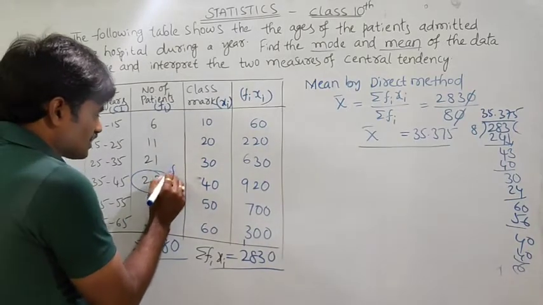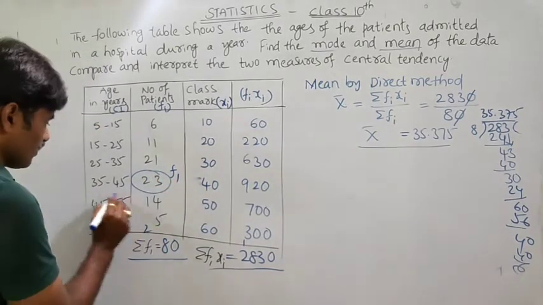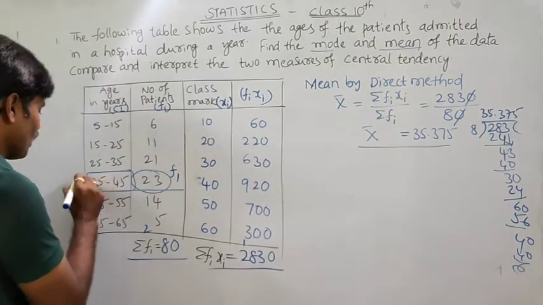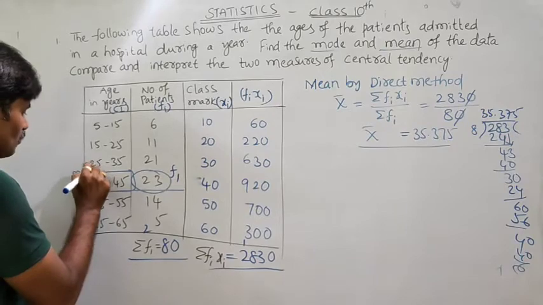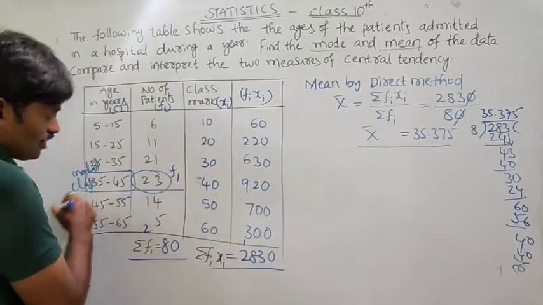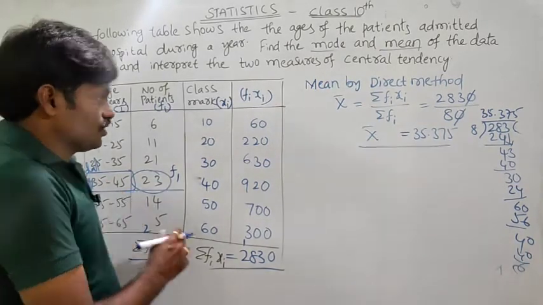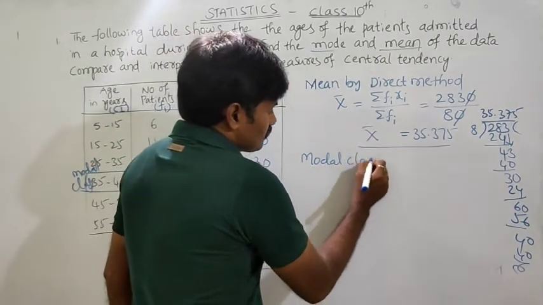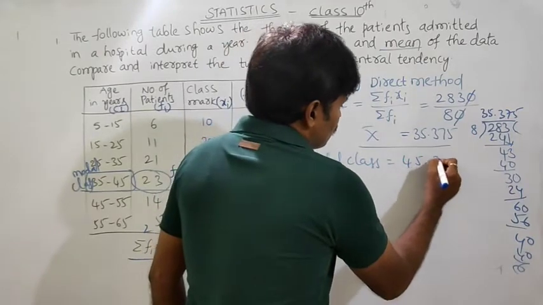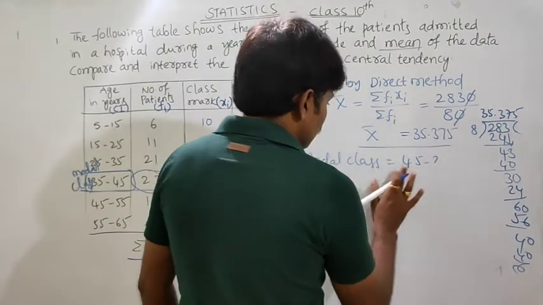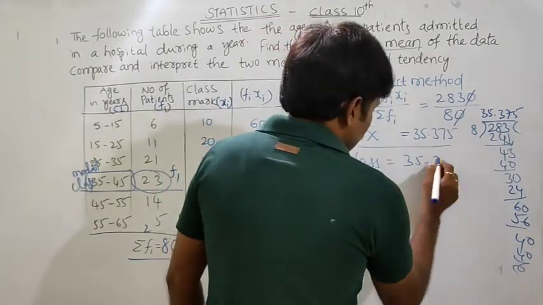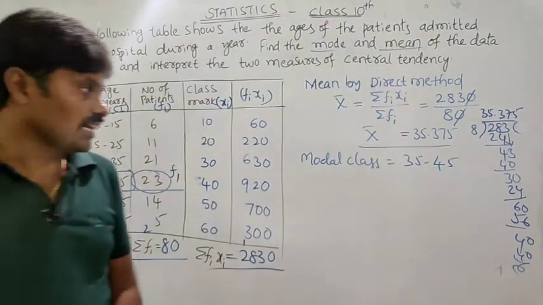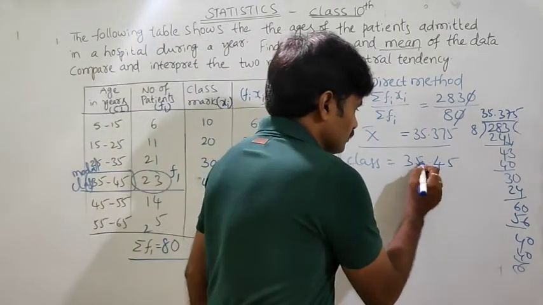So we consider it as F1, the highest frequency. Draw a line like this. What is this class interval called? Modal class interval. We call it the modal class. Write down immediately: modal class is equal to 35 to 45. 35 to 45 is the modal class.